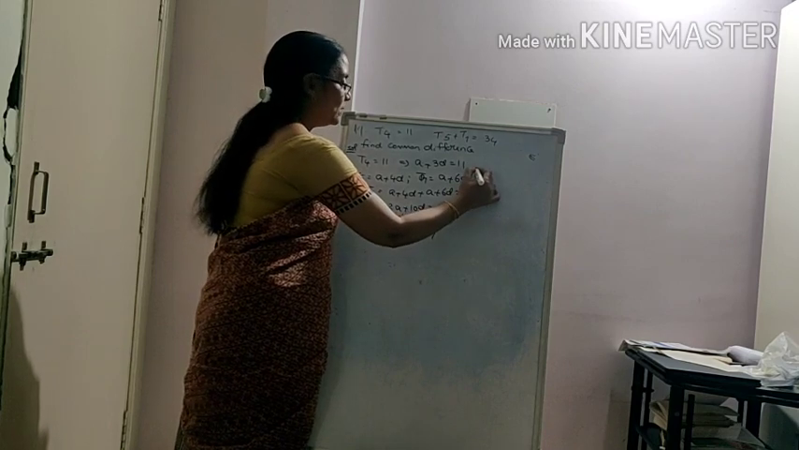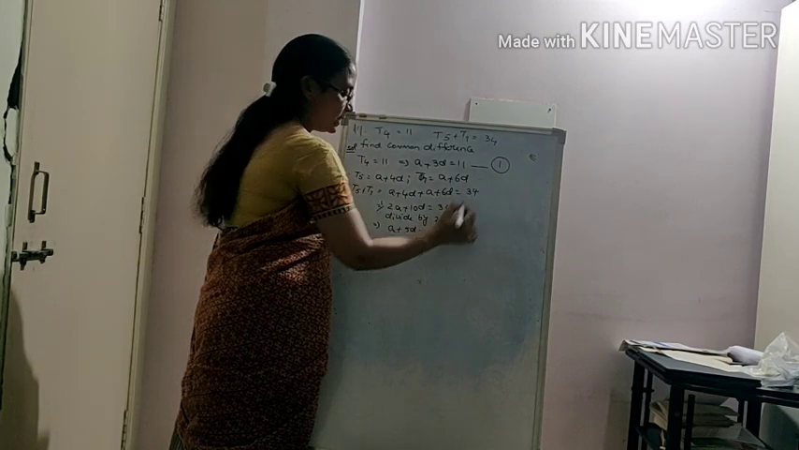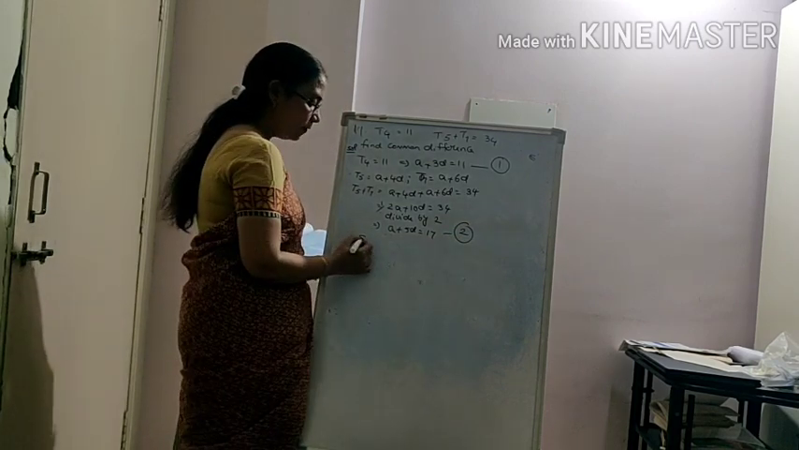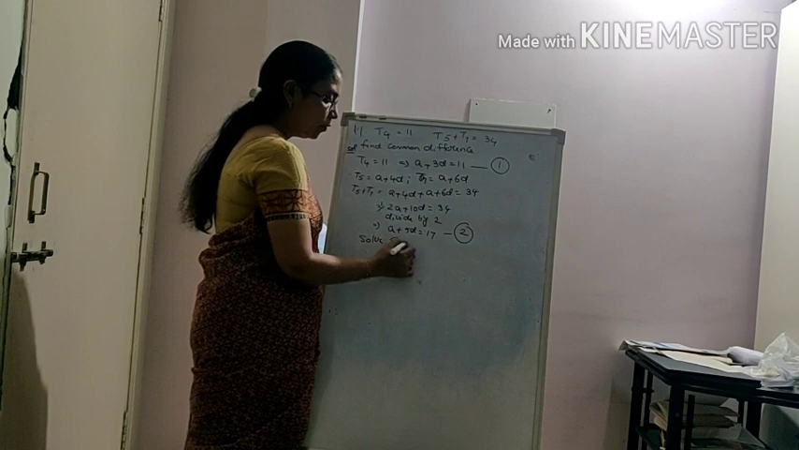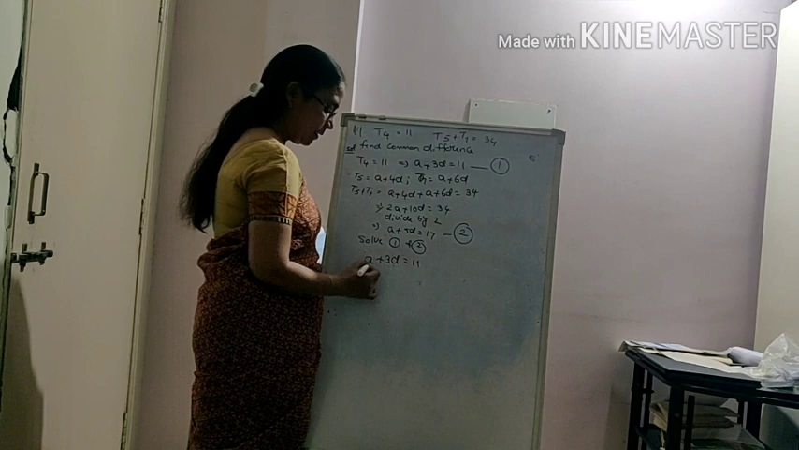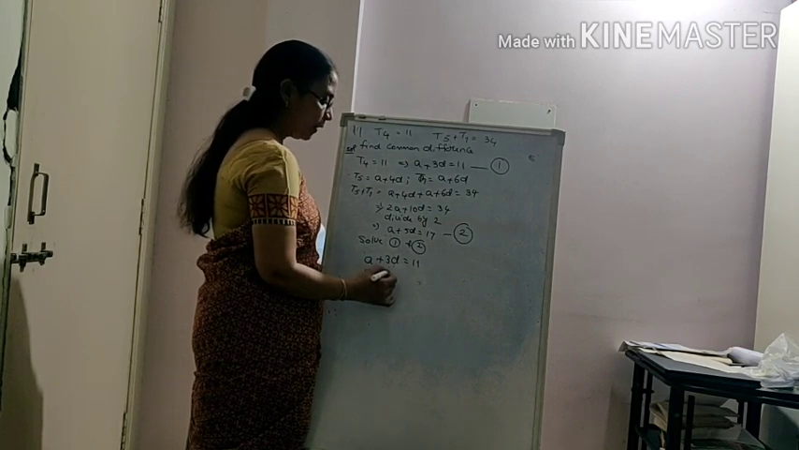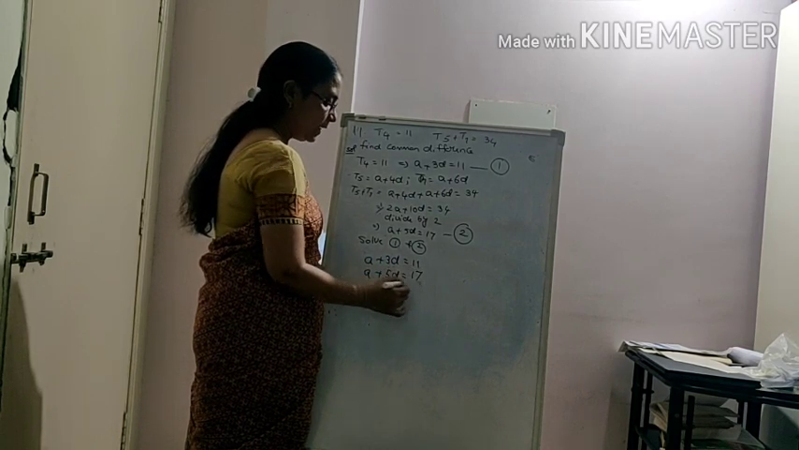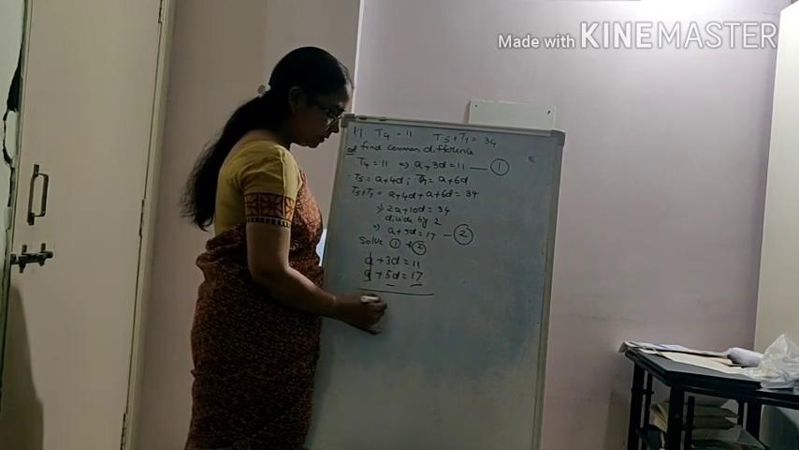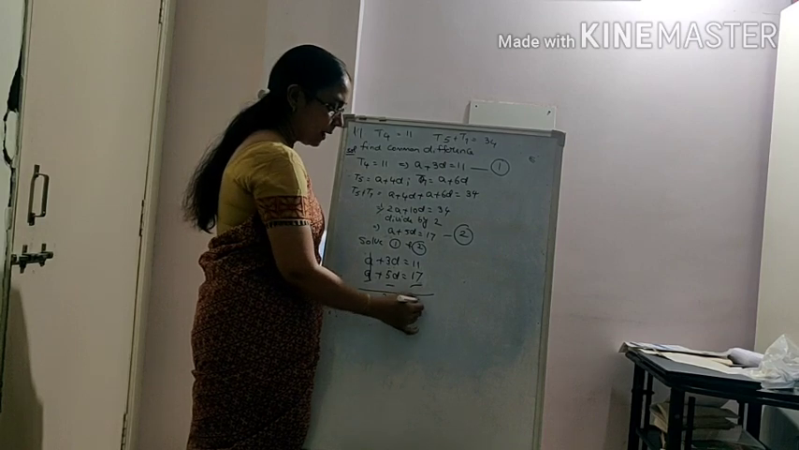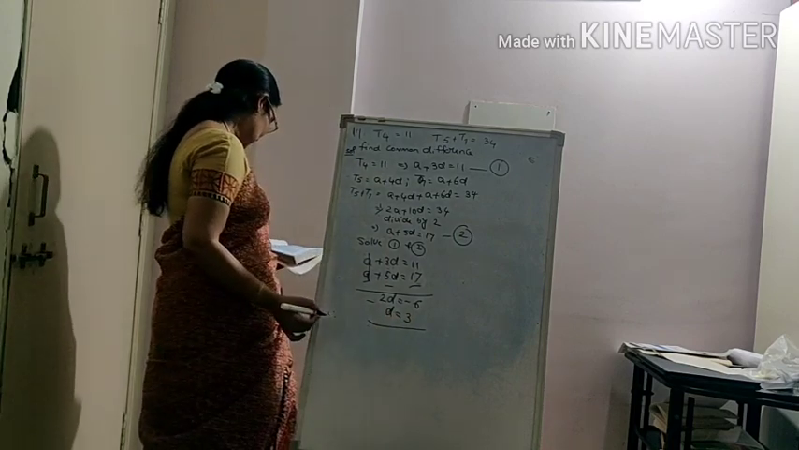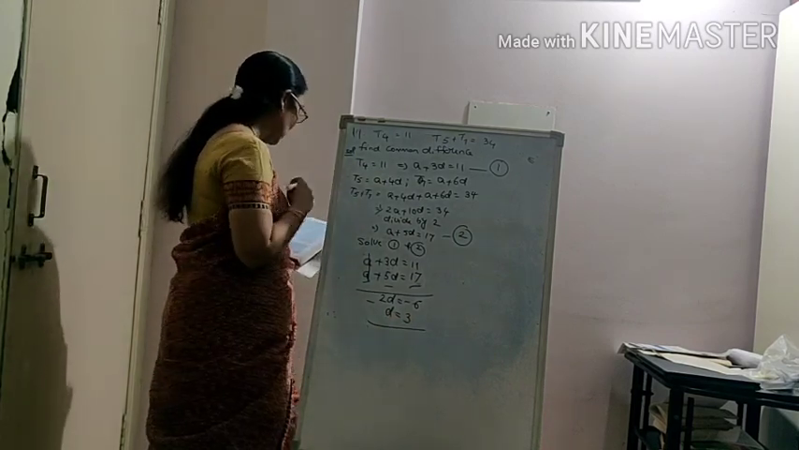Now let us name the first one as the first equation and the second one as the second equation. Now solve 1 and 2. A plus 3D is 11. A plus 5D is 17. Subtract them. Minus 2D is equal to minus 6. So D should be 3. So the common difference is 3. That is your question number 11.